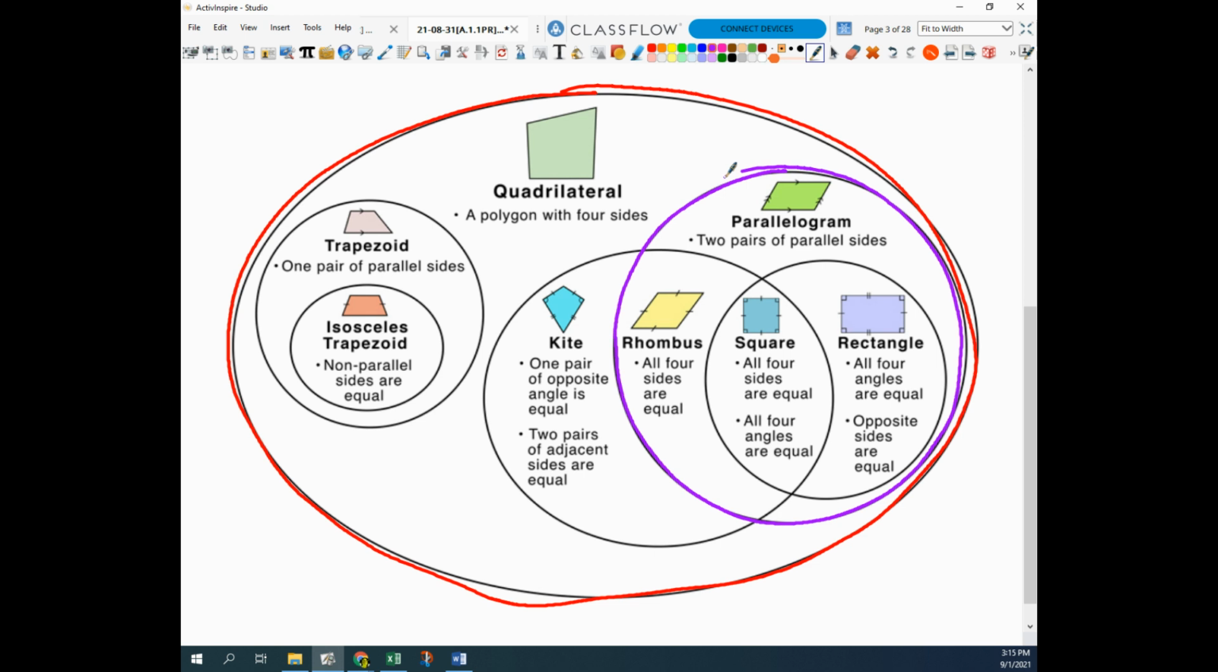Notice that the purple set is completely contained inside the red set because the purple set is a subset of the red set. All parallelograms are quadrilaterals, but there are some quadrilaterals that are outside of the purple set that aren't parallelograms, right? Okay, and then we could even go further. Inside the set of parallelograms, we could say there's a set of rectangles. So the green bubble or the green set contains all the rectangles and so on and so forth. We could just keep going if we wanted to.